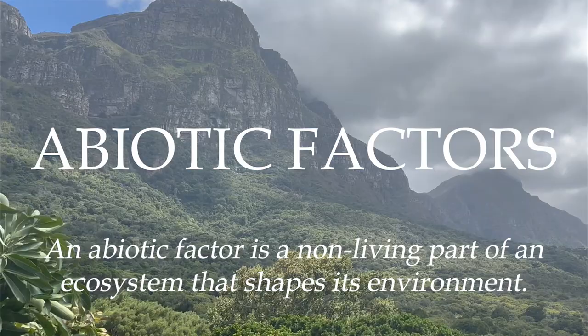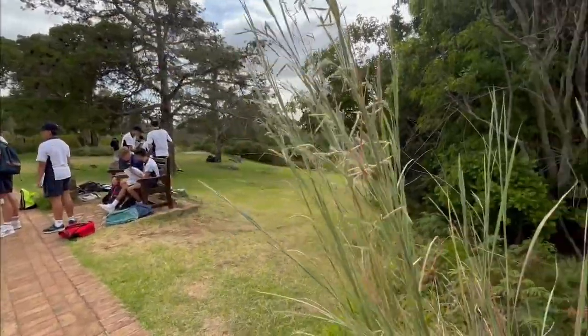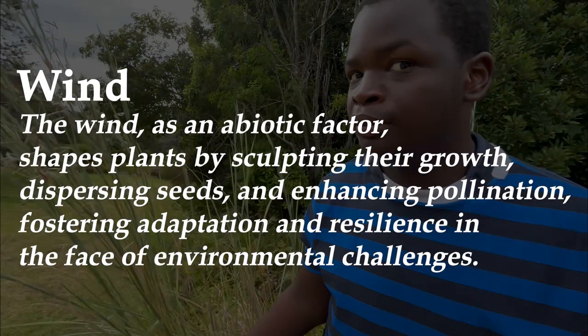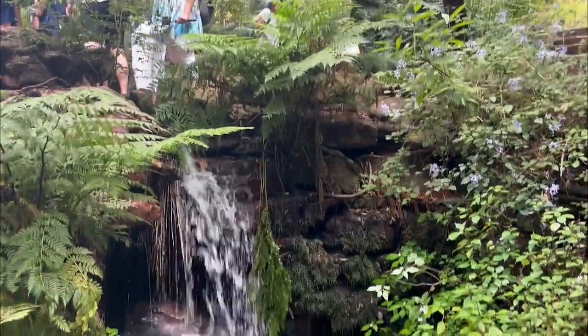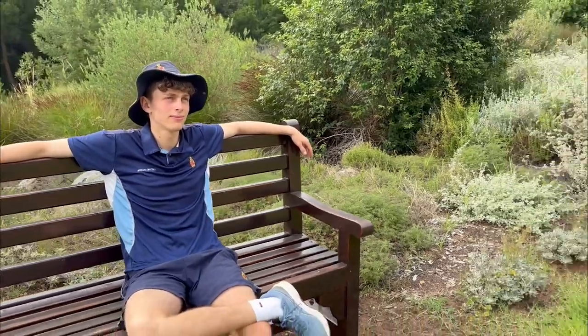These are wind, which as an abiotic factor shapes plants by sculpting their growth, dispersing seeds, and enhancing pollination, fostering adaptation and resilience in the face of environmental changes. Next up, we have water, which as an abiotic factor crucially affects plants by regulating hydration, nutrient uptake, and distribution, pivotal for their growth, survival, and ecological interactions.